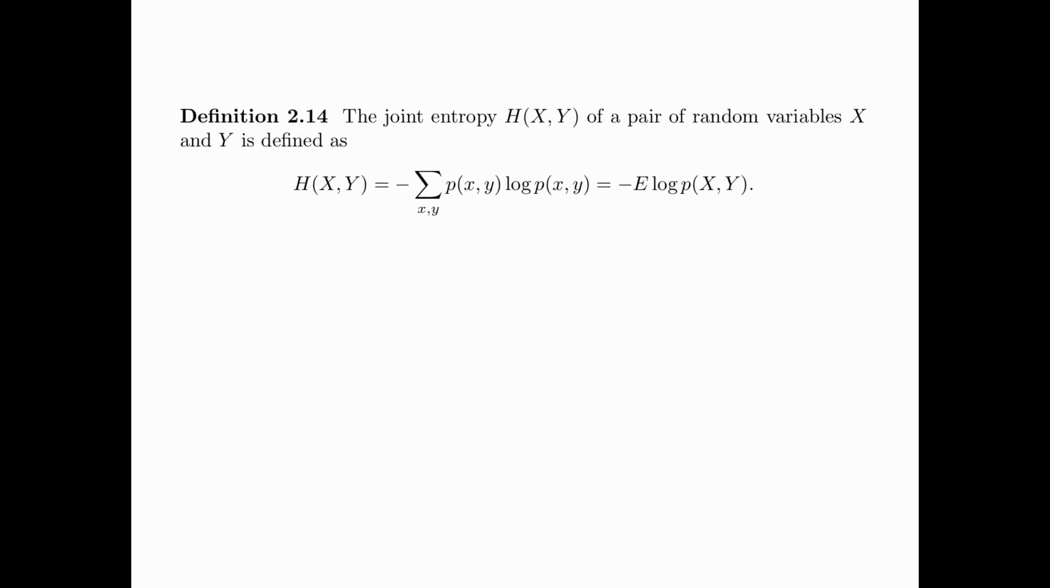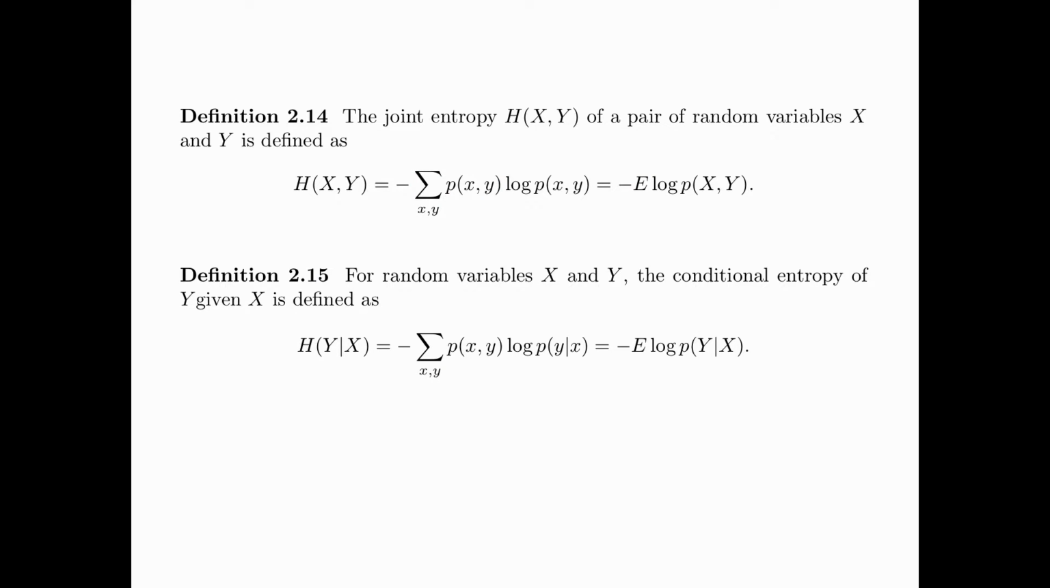Next, we define the joint entropy. The joint entropy H(X,Y) of a pair of random variables X and Y is defined as minus the summation over x, y of p(x,y) times log p(x,y). This can be written as minus E[log p(X,Y)], where p(X,Y) refers to the probability of the random variables X and Y.